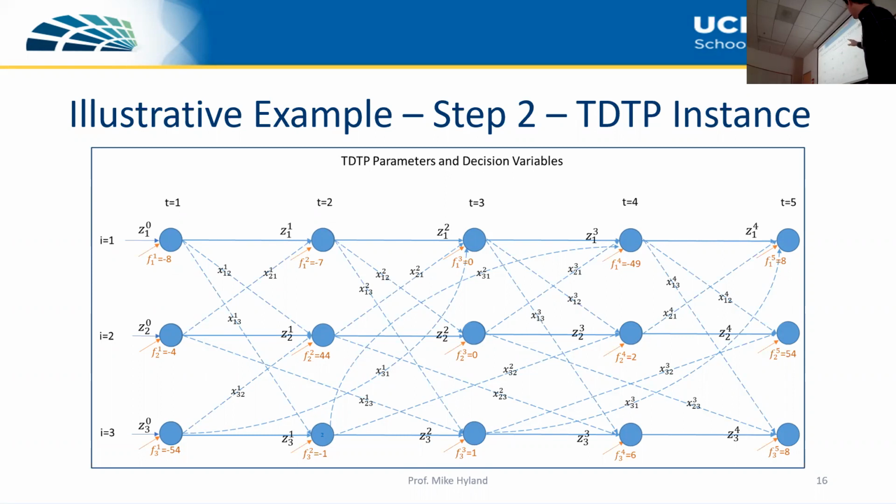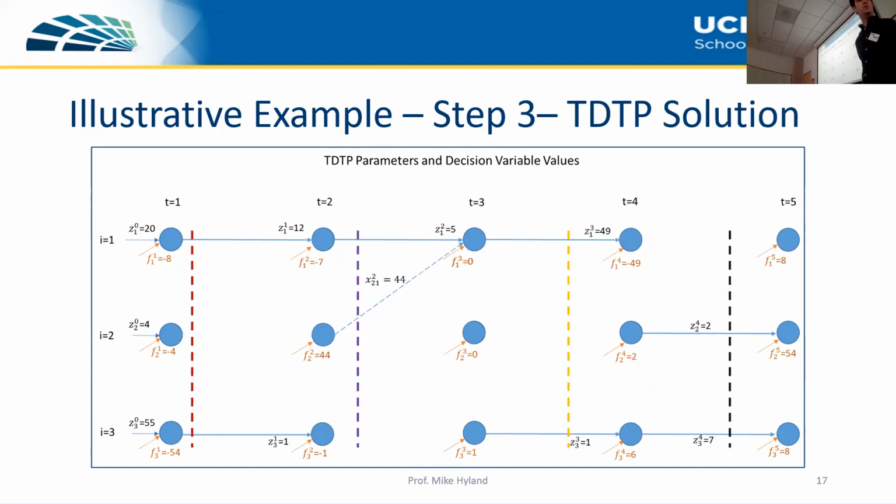You can also see what our decision variable values are. So z is how much is staying in zone 2 from time period 2 to time period 3. And then the x's are the movements between the zones across time periods. Not labeled here are the link travel times, or excuse me, the zone to zone travel times. So we also have those as well.